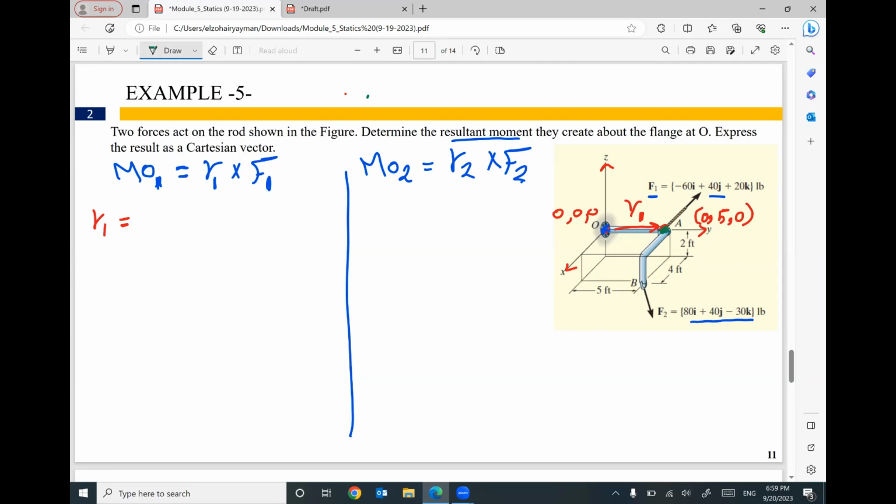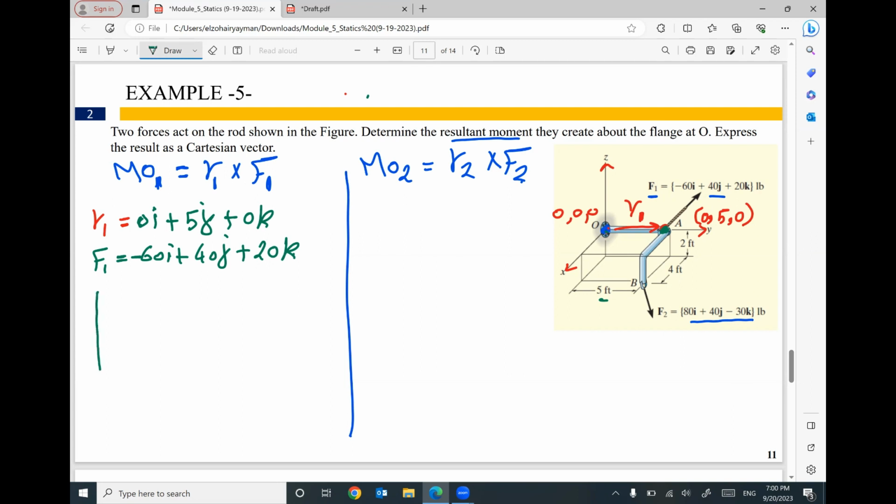This point O, if you would like to move from the origin to this point A, in x 0, in y 5, in z, it will be 0. So the position vector between O and A will be 0 i, 5 j, and 0 k. Coordinates of point A minus O: 0 minus 0, 5 minus 0, 0 minus 0. And F1 as a vector is given, you are lucky: negative 60i, positive 40j, positive 20k.